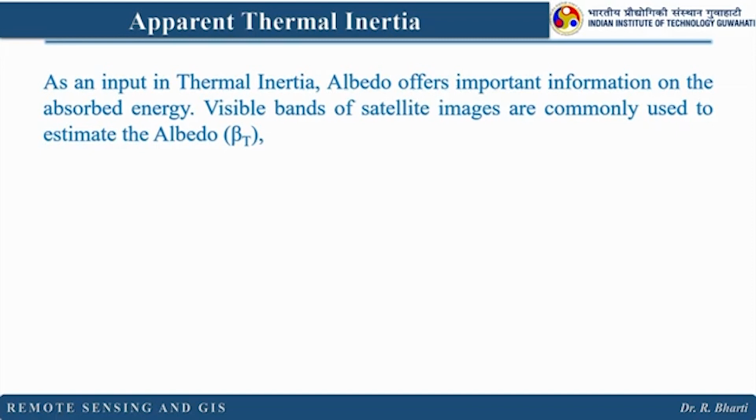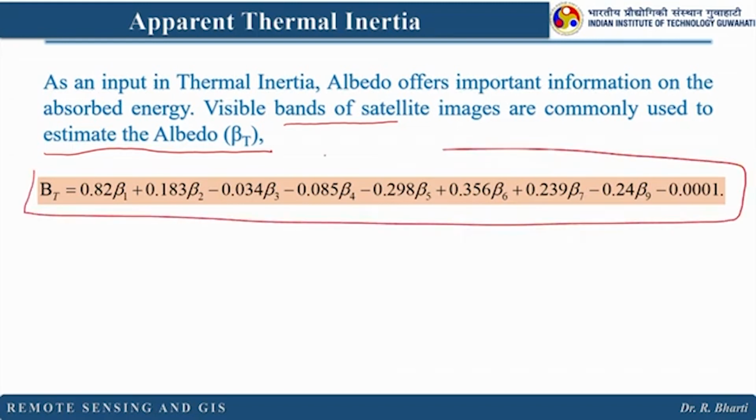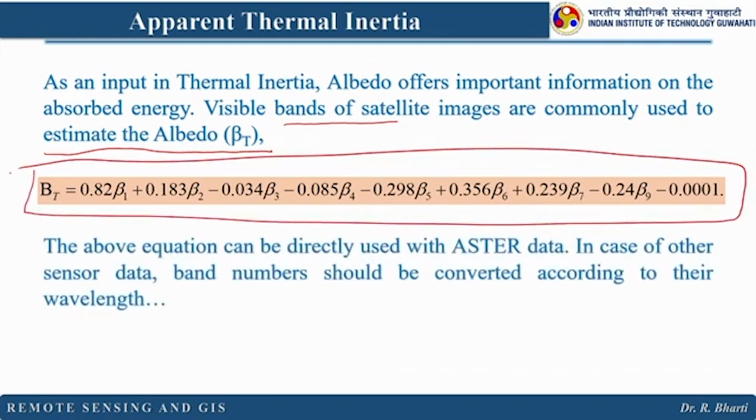So in apparent thermal inertia, as an input in thermal inertia, albedo offers important information on the absorbed energy. Visible bands of satellite images are commonly used to estimate the albedo, right? And here in case of ASTER data, you can straight away use this particular equation, right? The above equation can be directly used with ASTER data. In case of other sensor data, band numbers should be converted according to their wavelength or band designation, right?